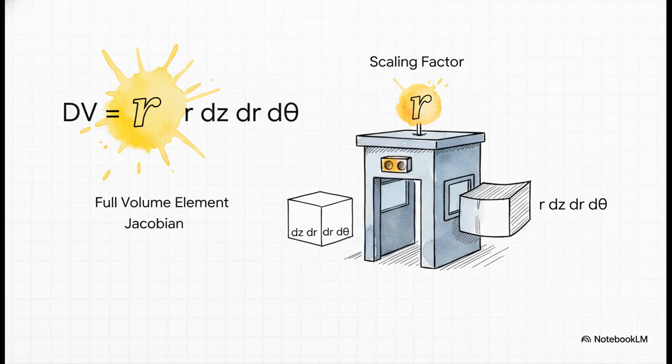Our tiny little chunk of volume, our dV, isn't just dz dr d theta. No, it's r dz dr d theta. You can think of this r as a special adjustment factor, because a small wedge of volume near the center is way smaller than a wedge out at the edge, right? This r perfectly accounts for that difference. It's the price of admission to use this much easier system.